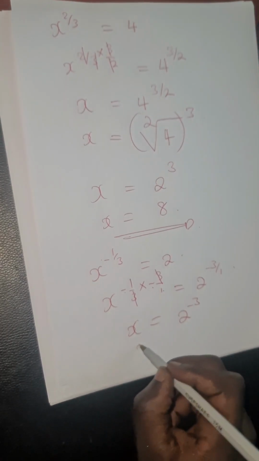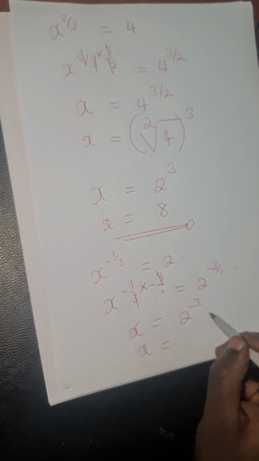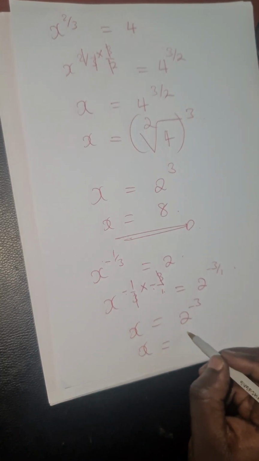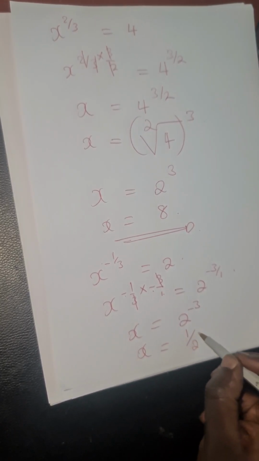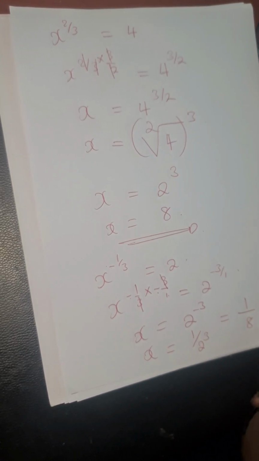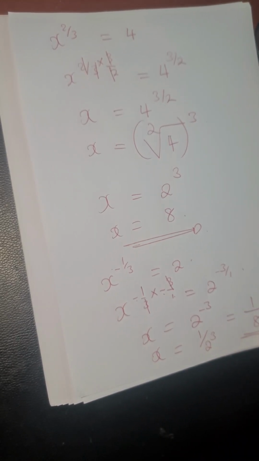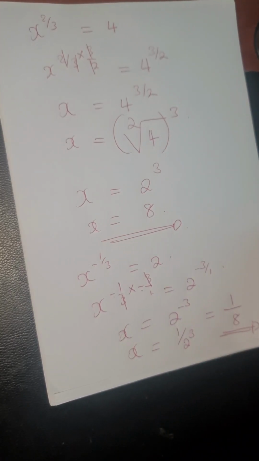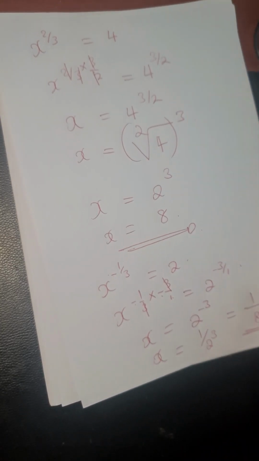That's the same as, this one is a negative indices, so we say 1 over 2 to the power 3, something like this. Then we say 1 over 8. Then we got our answer here, right? I'm pretty much sure you guys are understanding what I'm doing here. These things are simple, right? Okay, let's do other ones.